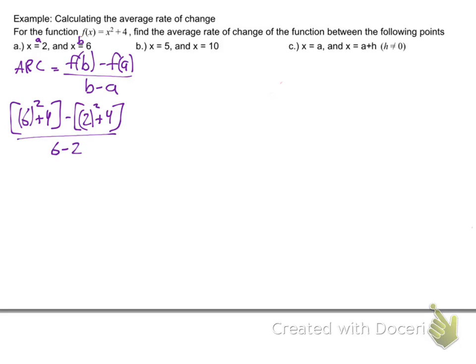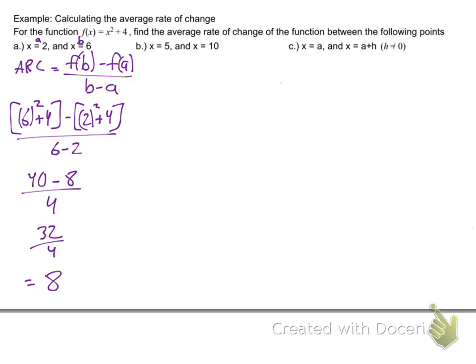6 minus 2. What's 6 squared plus 4? 40 minus 2 squared plus 4, 8 all over 4. 32 over 4, which equals 8. Bless you. Any questions on that? Pretty straightforward.